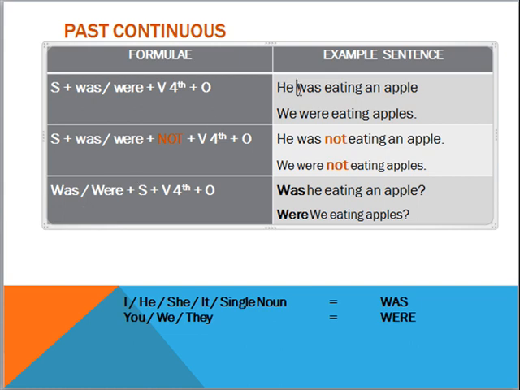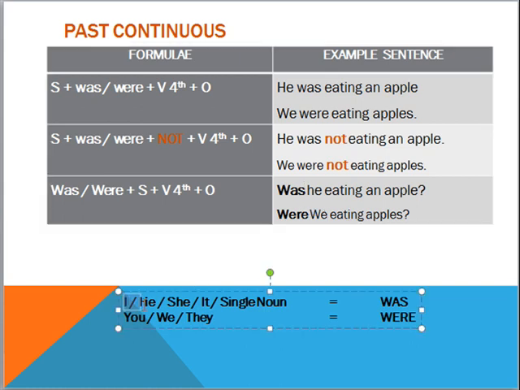So the examples are: he was eating an apple, we were eating an apple, we were eating apples, and he was not eating an apple and we were not eating apples. And in interrogative, was or were in the beginning of the sentence: was he eating an apple or were we eating apples? Where do we use was? I, he, she, it, any single noun, we use was. You, we, they, any plural nouns, we use were.